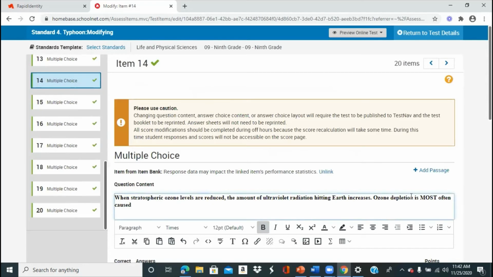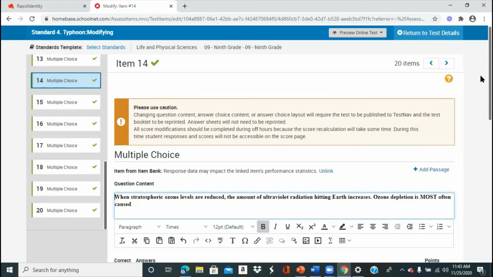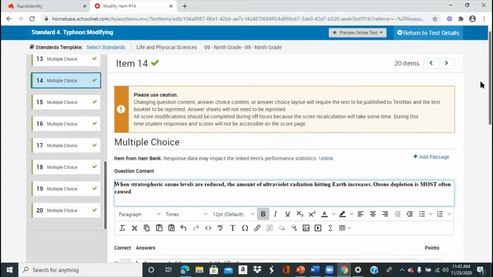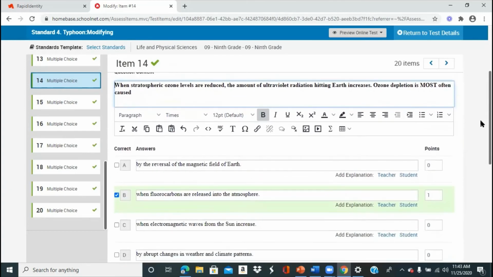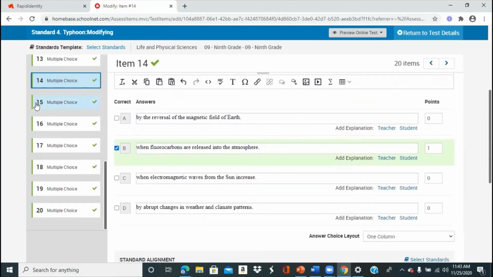So item number 14. When stratospheric ozone levels are reduced, the amount of ultraviolet radiation hitting Earth increases. Ozone depletion is most often caused by, so this is mostly related to that previous item that is shared to you. So ozone depletion is mostly related to the compound chlorofluorocarbon. So if you see anything related to that, then that would be the best answer.